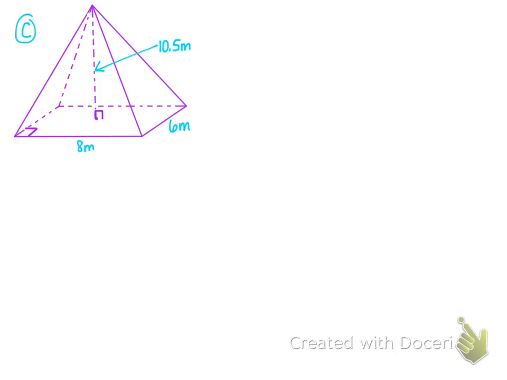Here we have a pyramid. We have a rectangular pyramid. We got a rectangle on the bottom. So the volume for a pyramid is 1/3 big B times h. And remember, big B is the area of the base and h is the height of the pyramid.